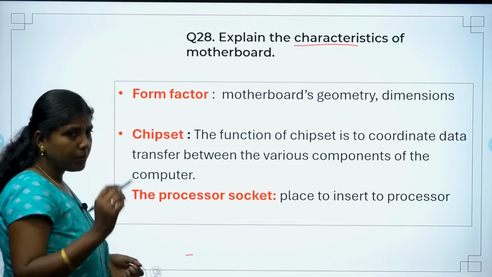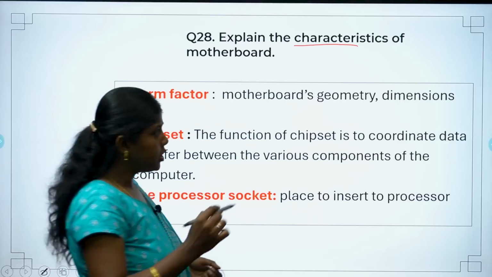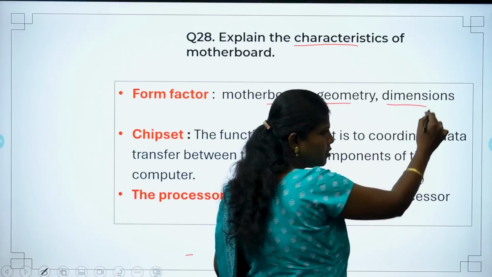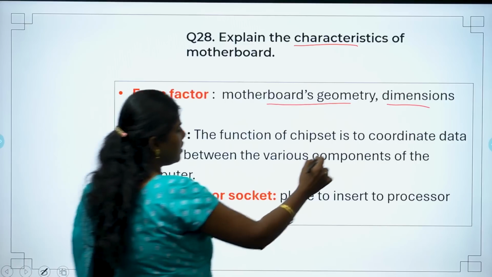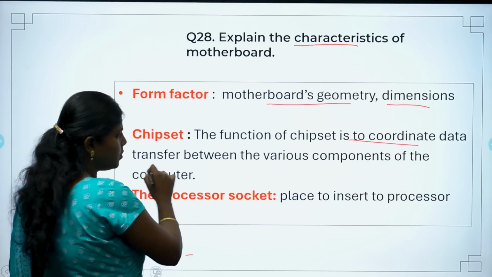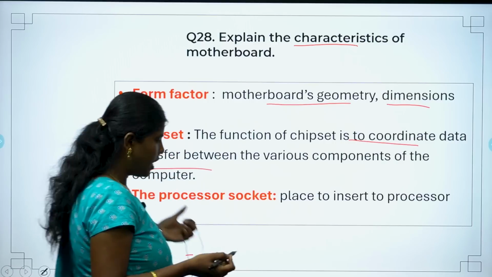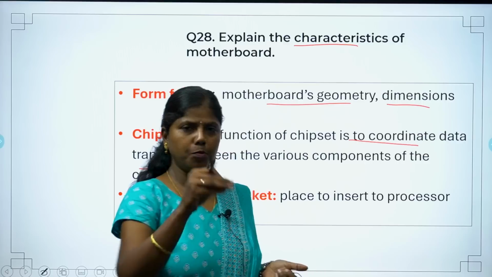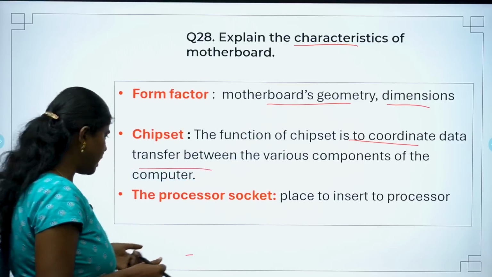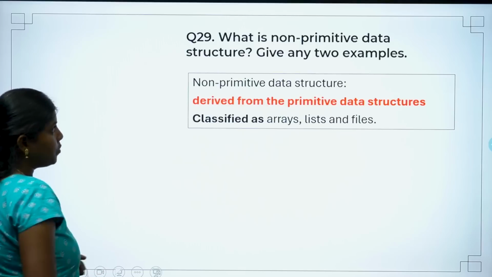So for form factor, remember to use the keywords motherboard geometry, dimensions. In the case of chipset, you need to remember the keyword: coordinate the data transfer between the various components of the system. And the processor socket is basically the place where we can mount the processor. That is called the processor socket. So we have a next question.